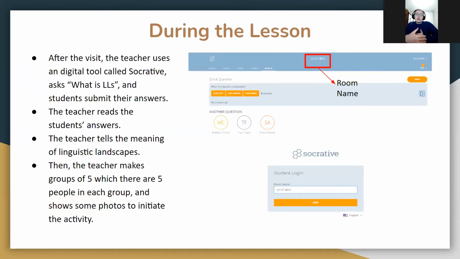During the lesson, after the visit, the teacher uses a digital tool called Socrative and asks students what is LL, Linguistic Landscapes, and students submit their answers to these tools. The teacher reads the student's answer, and the teacher tells what is the meaning of the linguistic landscape. Then the teacher makes groups of 5, which there are 5 people in each group, and shows some photos to each group.